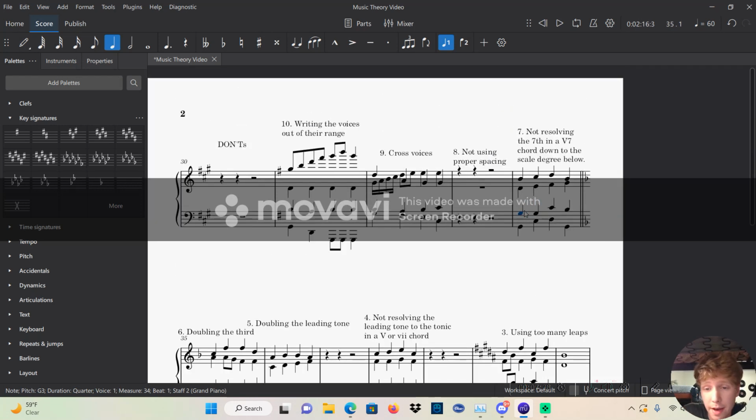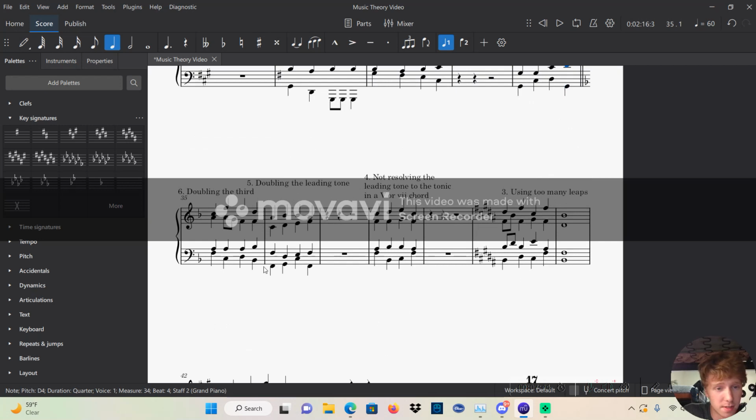Oh yeah, I mean, then you'd be doubling the third here, but whatever. You get the point. Speaking of doubling the third, number 6 is doubling the third. Yeah, it's bad. Doubling the third is bad because it's an unsatisfying sound. It defines the chord, and you really only want one of it in there.